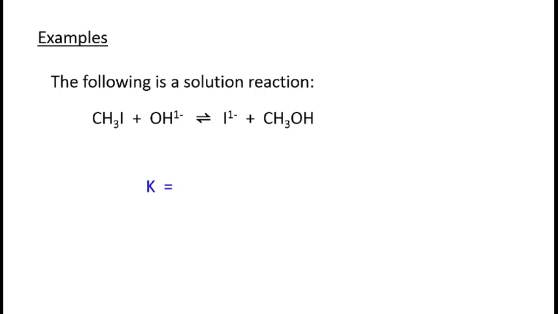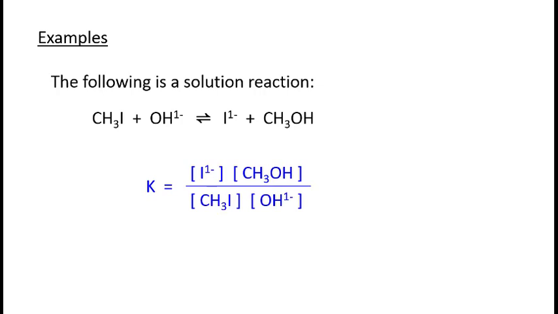For the expression for K, in the numerator we have the concentration of iodide ion to the first power times the concentration of methanol, CH3OH. These are the concentrations of the products, each raised to the first power and multiplied together. In the denominator, we have the concentration of CH3I to the first power times the concentration of hydroxide to the first power. This would be the expression for K for this reaction.